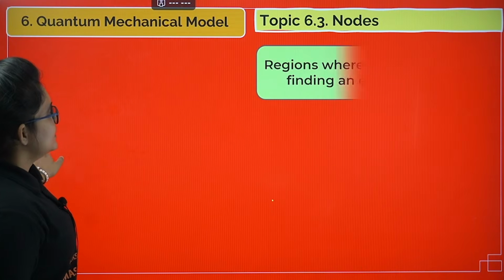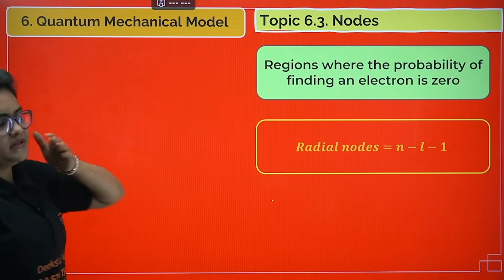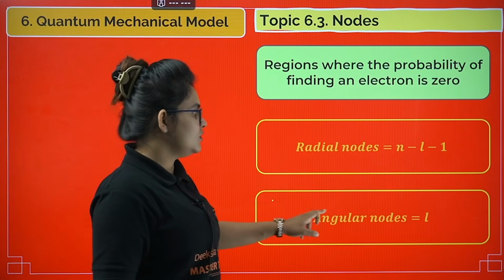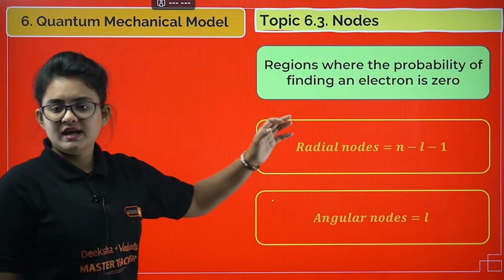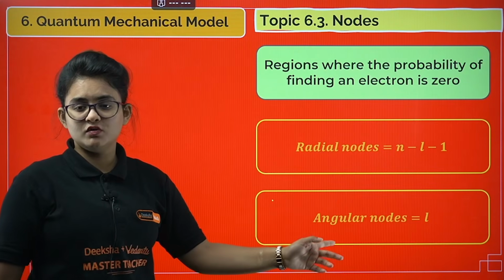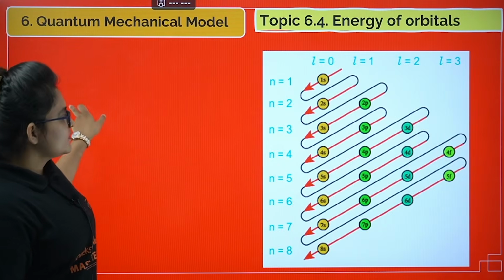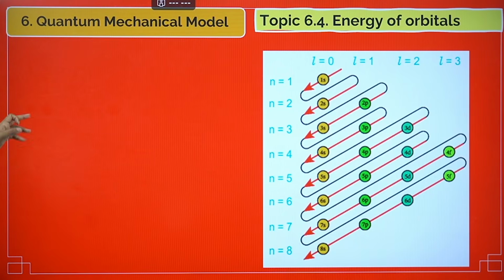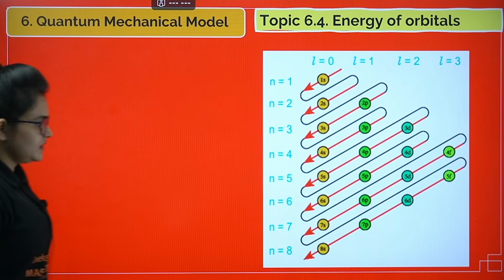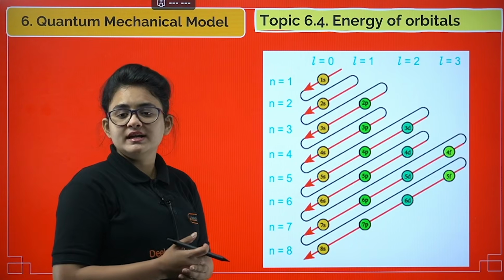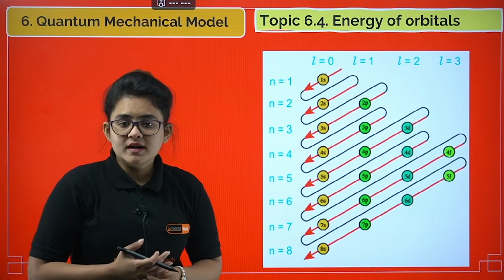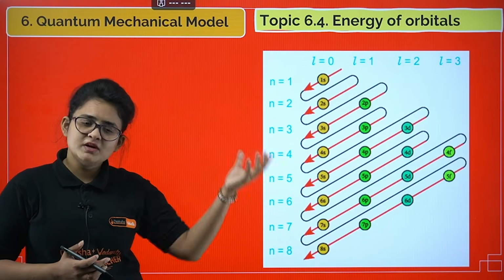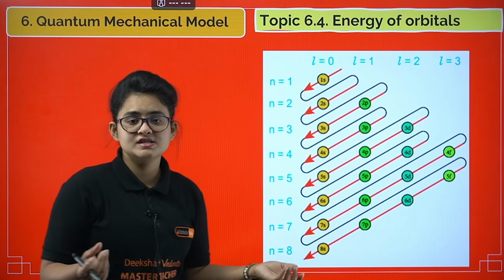Let's go ahead. Nodes are where the probability of finding an electron is 0. Nodes can be of 2 types, radial node and angular node. The number of radial nodes is given by n minus l minus 1, and the number of angular nodes is only l. Next, energy of the orbital, which determines how the electrons get filled up. n equal to 1 has the lowest energy, then 2, then 3, then 4, then 5, subsequently.